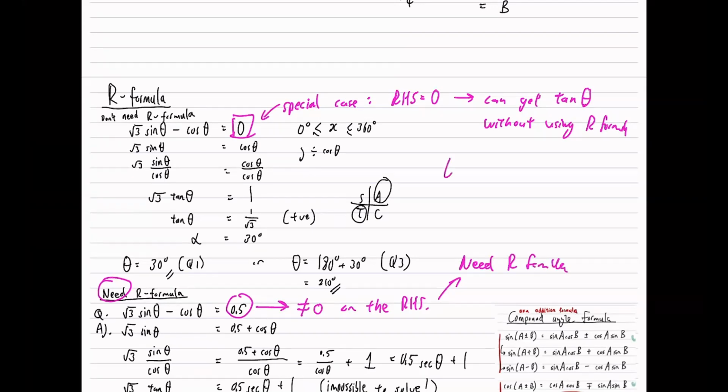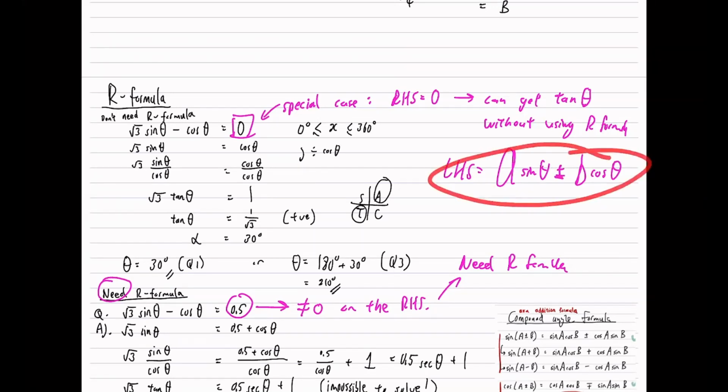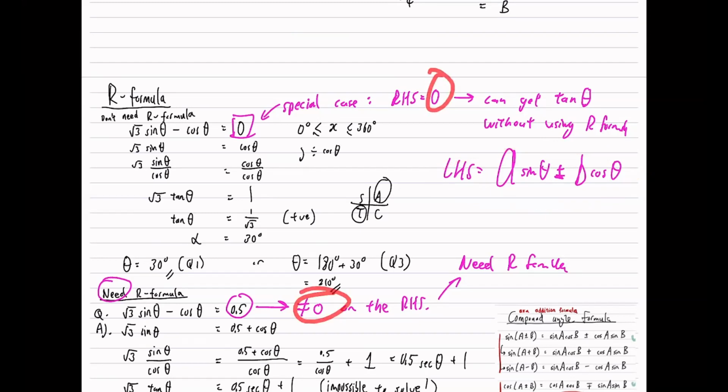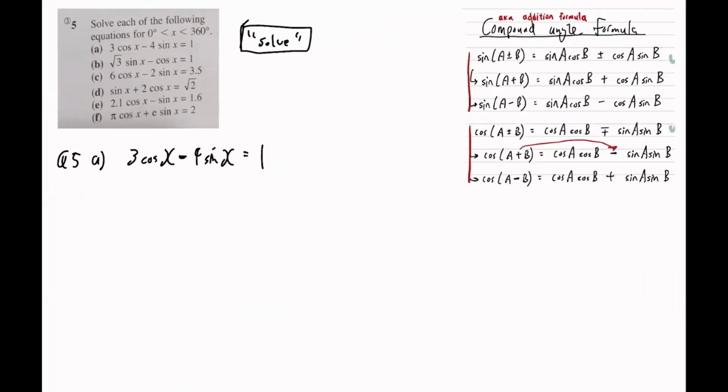And of course, the format of the left hand side is always A times sine theta plus B times cosine theta. Of course, the plus can be a minus. The LHS is of this format. Then the right hand side, sometimes it's 0, sometimes it's not 0. When it's a 0, just use the trick that we went through over here. Bring the cosine over, divide throughout by cosine, get a tangent theta. And if it's not a 0, then you need to use the R formula. So I hope you can tell now this is not 0, so therefore we need to use the R formula. It's of the format A sine theta plus B cos theta.